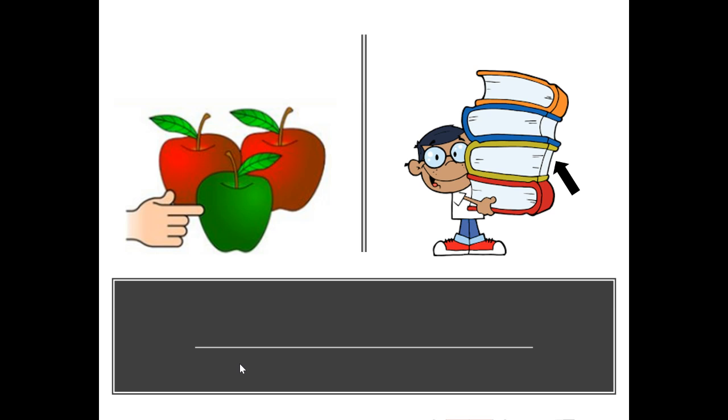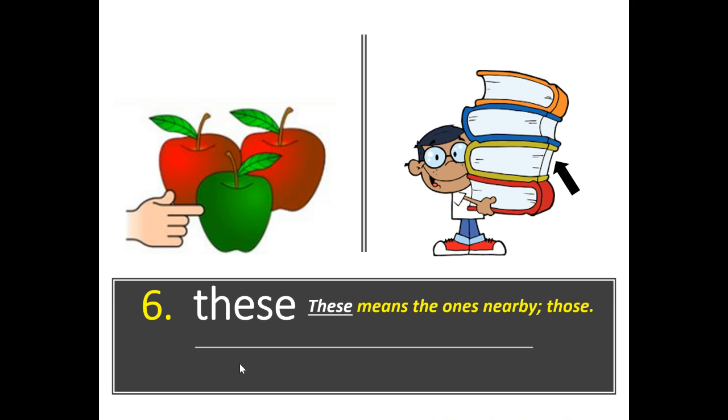So how are these pictures the same or similar? They both? Well, they both show these. Here are these 3 apples. Here are these 4 books. These. THESE. These means the ones nearby, those.